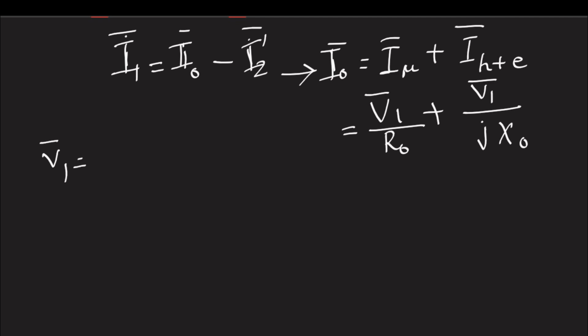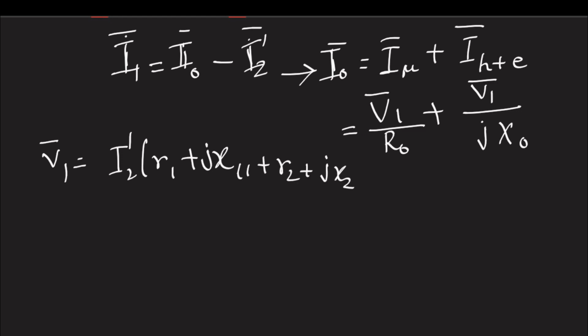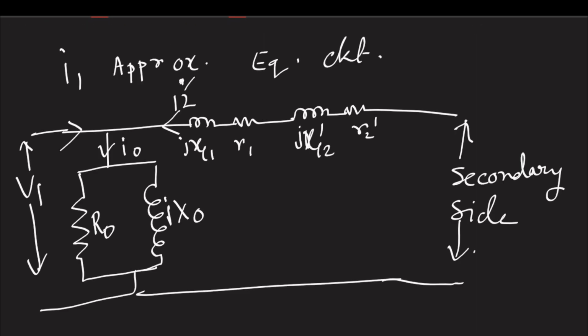We get V1 is equal to I2 dash times R1 plus JXL1 plus R2 dash plus JX2 dash, plus V2. Now here you will have a trouble. Why trouble? Because the way we have represented it, if I show the direction of I2 dash, then it seems V2 is having a higher potential, and that is drawing a current towards this V1.